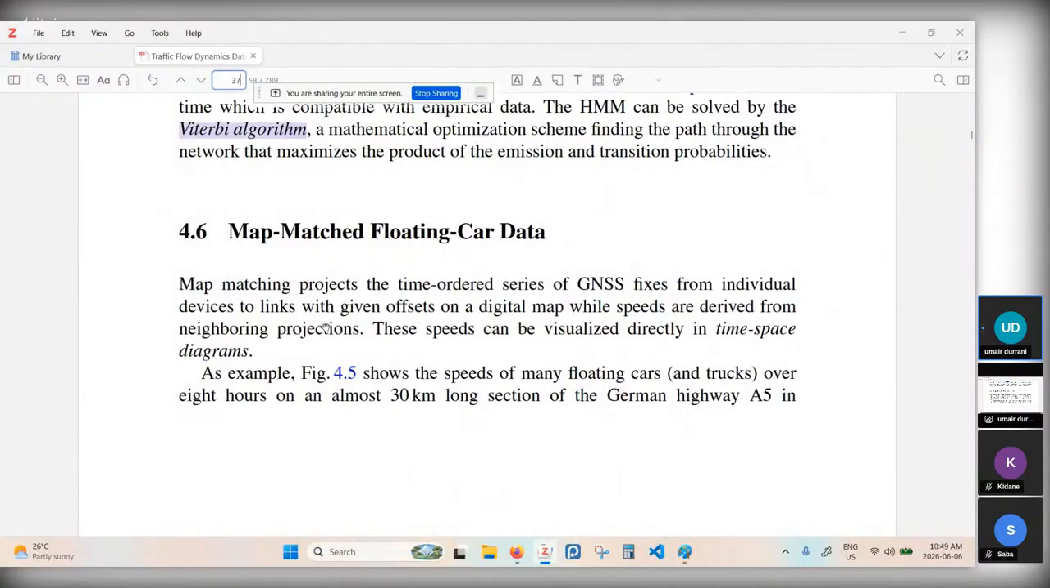Pretty complicated stuff, but very interesting. And I think this helps us appreciate the problem that Google Maps and map matching algorithms solve.